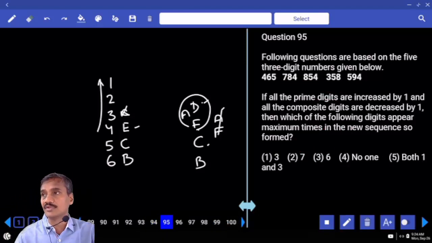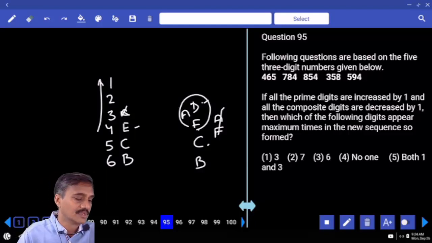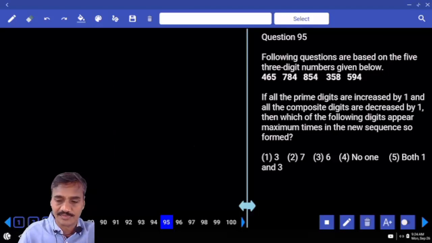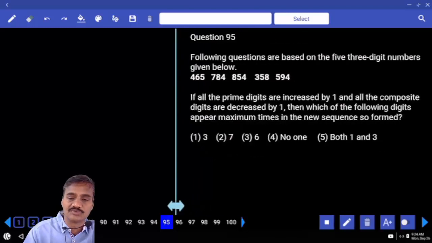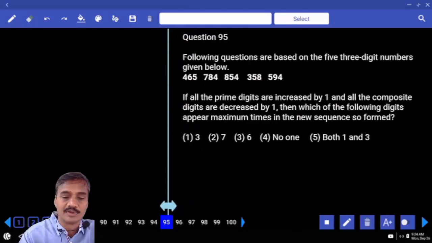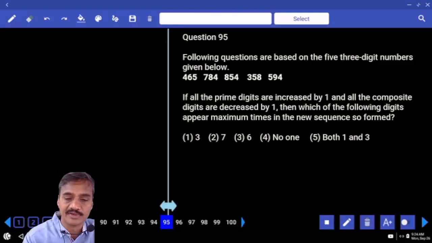Then 95. Now it is based on a set of numbers. Now in this set of numbers, how many numbers do we have? 5 numbers. And there are 3 questions based on this one. If all the prime digits are increased by 1 and all the composite digits are decreased by 1, then which of the following digits appears maximum times in the new sequence? Okay? Now prime digits plus 1. How much is the prime here? 6. 5 is a prime, plus 1 it is 6.